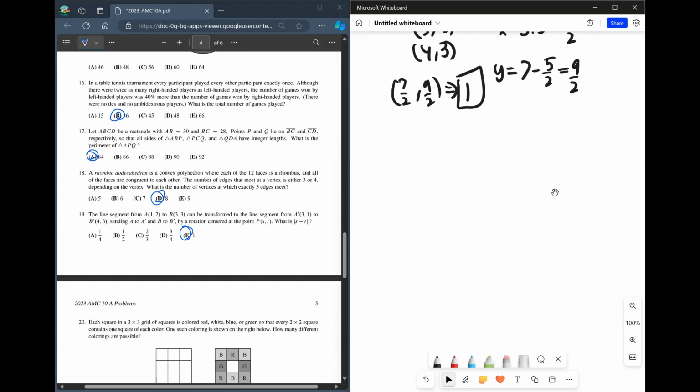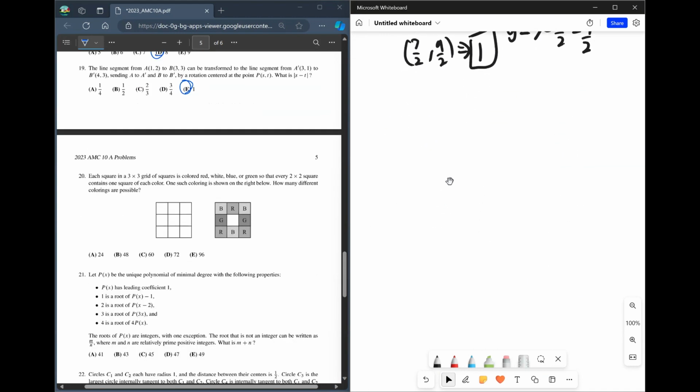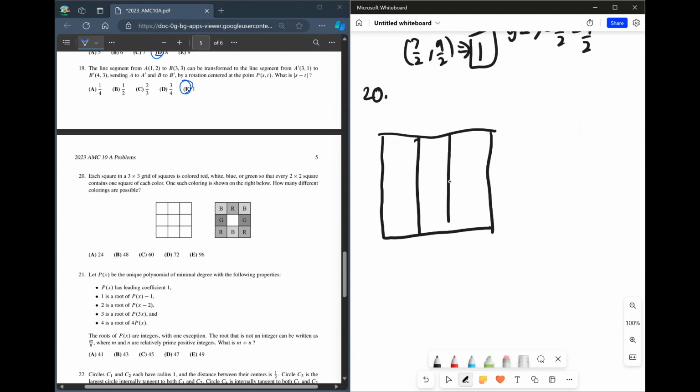All right, problem number 20. Each square in a 3x3 grid of squares is colored red, white, blue, or green, such that every 2x2 square contains 1 square of each color. And one such coloring is shown there. So now we have our 3x3 grid, and we want to find out how many colorings are possible.